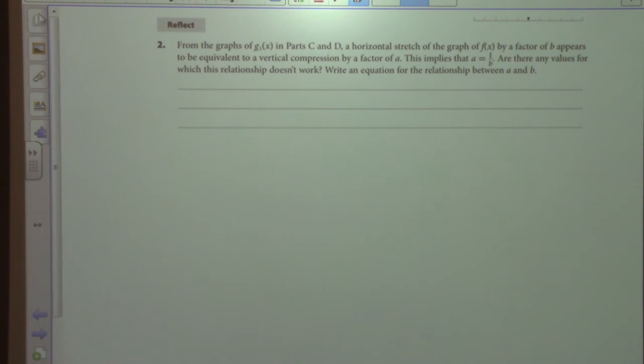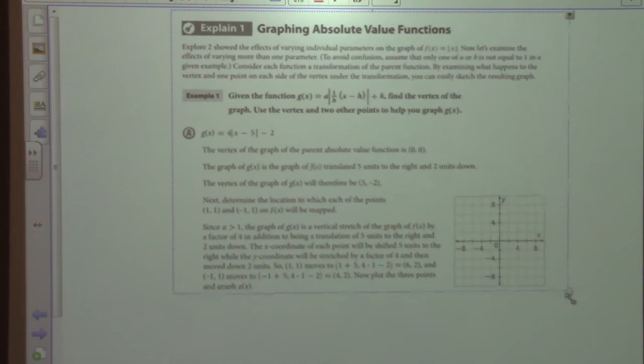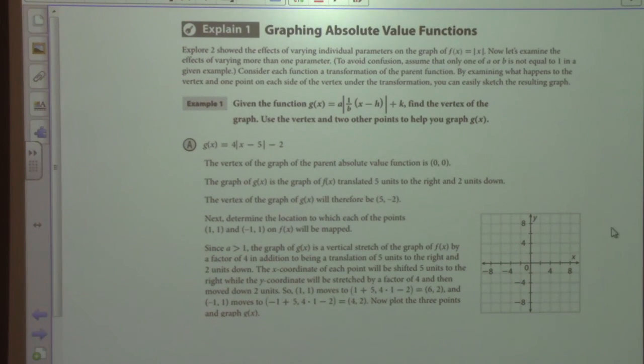Okay, from the graphs of G1 part C, I don't want to do that. Okay, graphing absolute value function. They have this: find the vertex. Use the vertex and two other points to help you graph. So here we're going to graph this one right here, g of x equals 4 times the absolute value of quantity x minus 5, then minus 2.